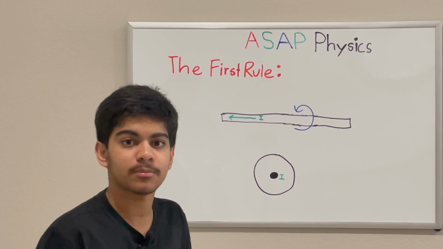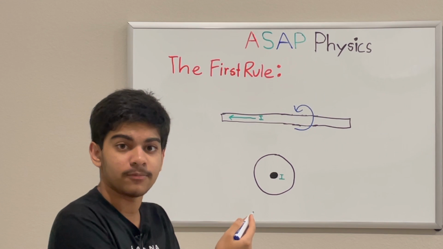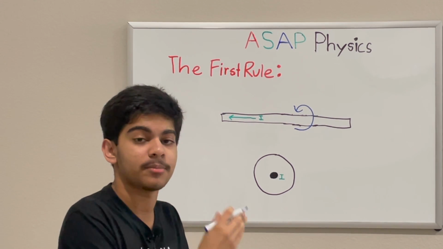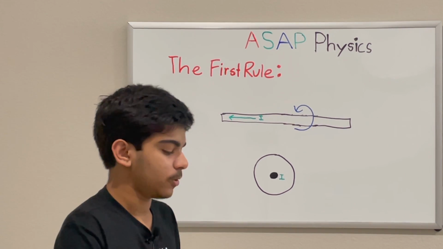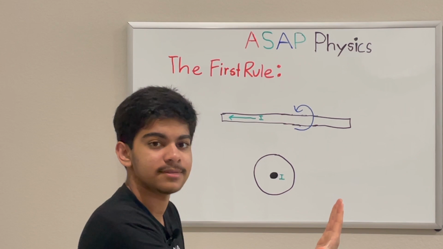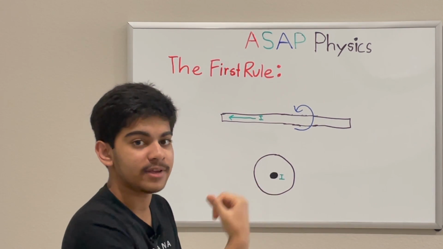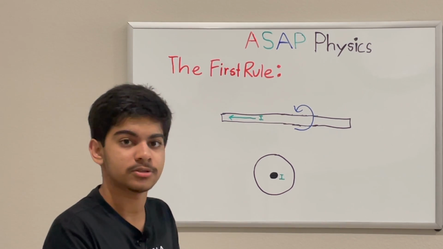Now the second example is a little more complicated. As you can see here, we have a dot. And in the beginning of the video, we figured out that the dot represents coming out of the board. So the current is coming out of the board. Now, if we use our right hand rule, we see that the fingers are curling towards me. Therefore, the direction of the magnetic field is counterclockwise compared to that dot.